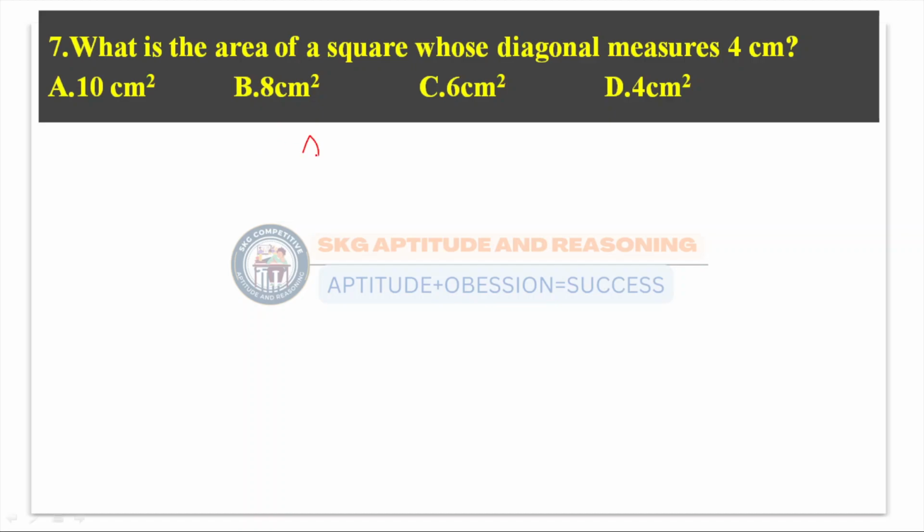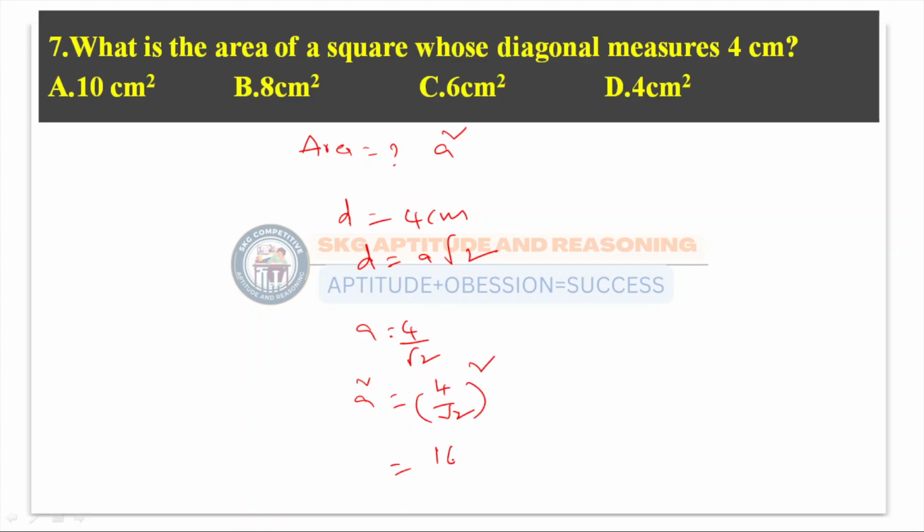What is the area of a square? So we need to find the area of a square. The diagonal he gave is 4 centimeters. So diagonal of a square is equal to a root 2. So a is equal to 4 by root 2. If we square on both sides, a square is equal to (4 by root 2) whole square, that is 16 divided by 2, that is 8 centimeter square. So the area of the square will be 8 centimeter square, which is presented in option B.